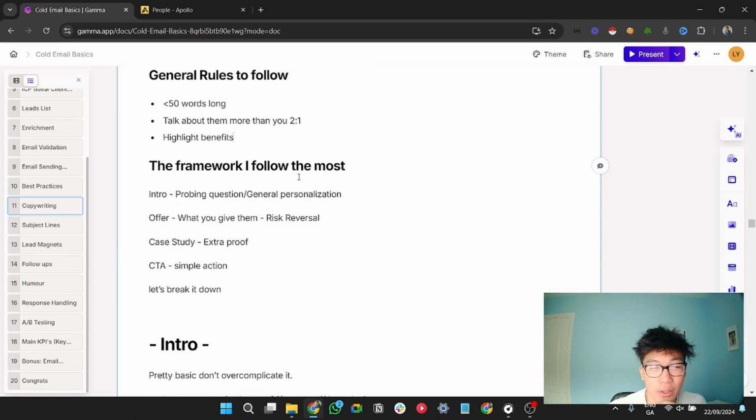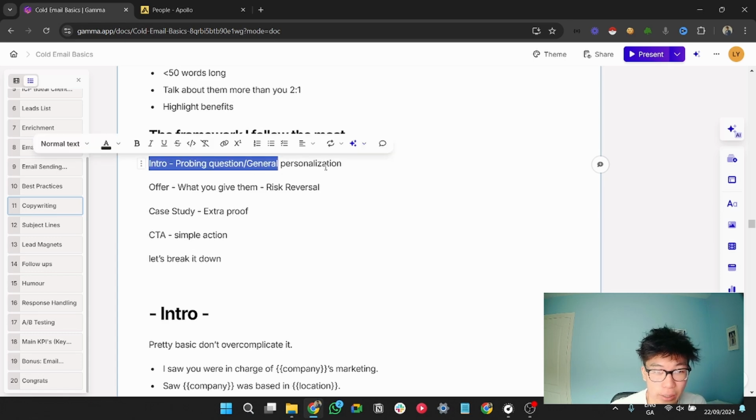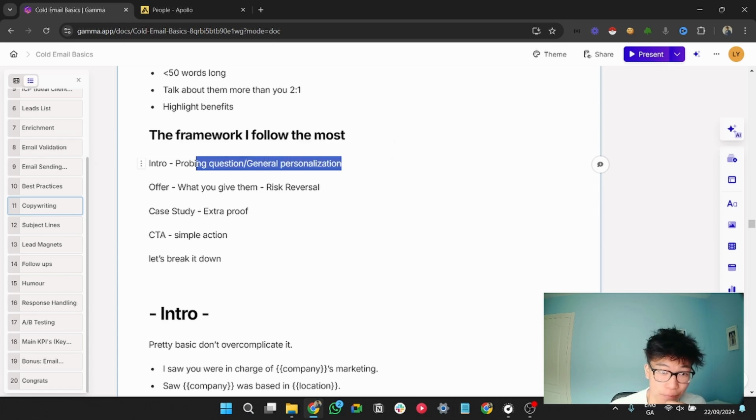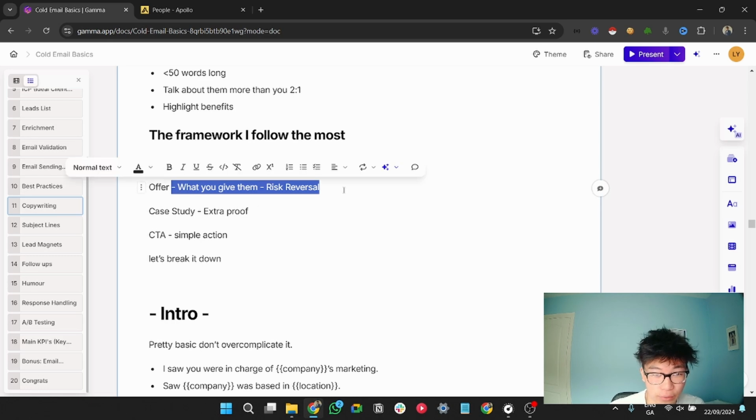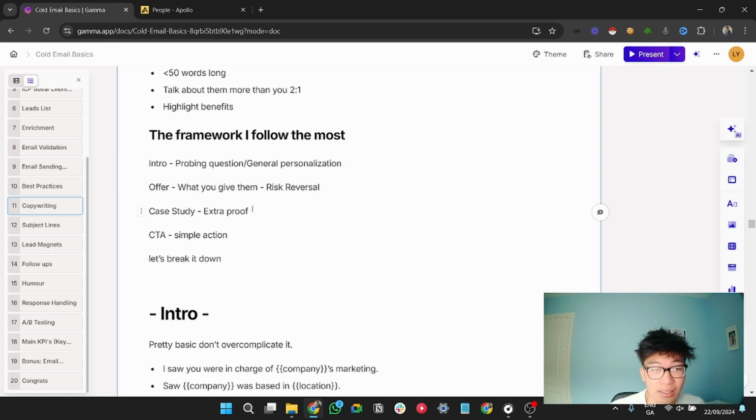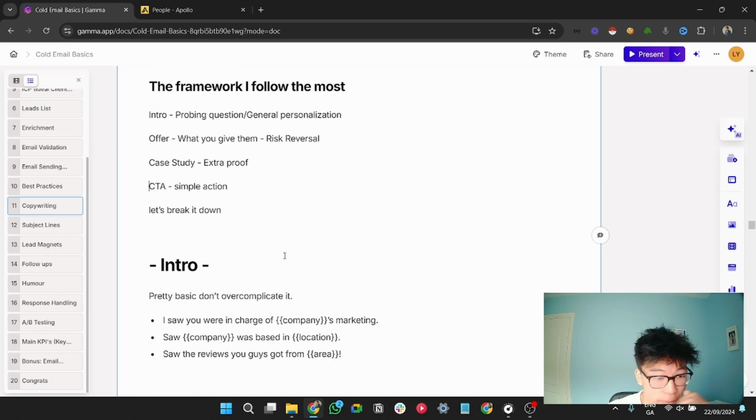So the frameworks I follow the most: intro, so like a probing question or general personalization; offer, what you give them, plus risk reversal; case study or extra proof; and a simple CTA, a simple action to take. So a low friction CTA. I should probably put low friction. I'm going to remove that. But basically, low friction CTA. So let's break it down.